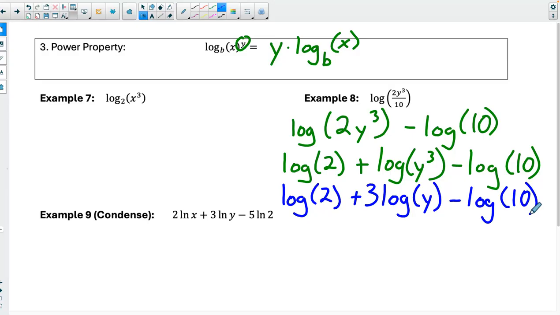We tackled the division first. Then we split once we had our numerators and our denominators separate. Then we dealt with what was going on in there. And then the last thing we did is we dealt with that. Okay? Now think about this. If I'm expanding, that's going in one direction. If I'm condensing, I go in the opposite. So then I would be starting here, like I would on example 9, and I'd work my way back.